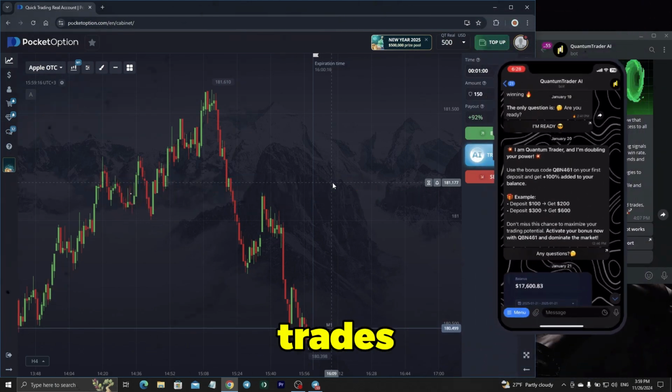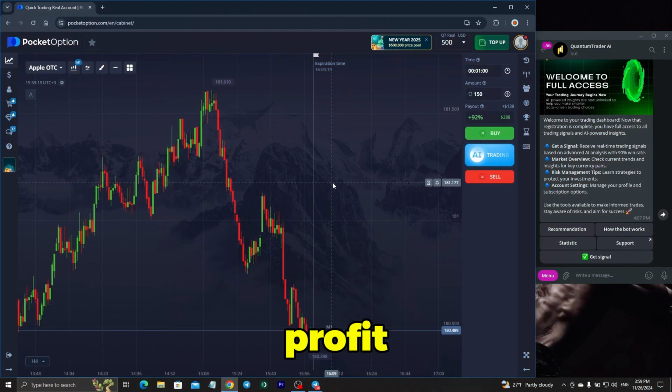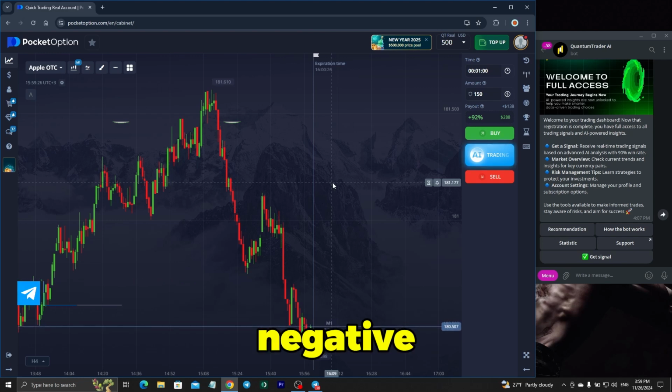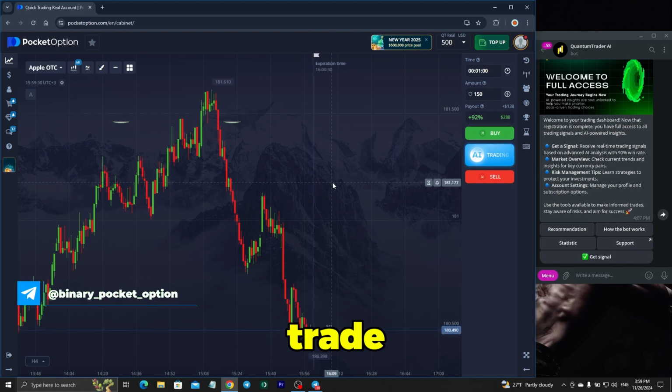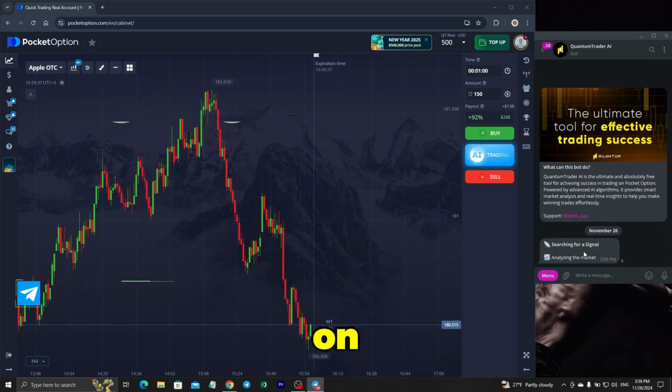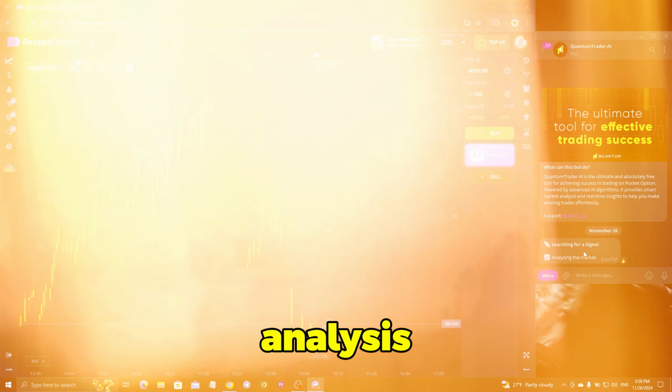And each of my trades is fixed with a certain profit. As a result of trading, there are always more positive signals than negative ones. So why not? We will continue to trade on this bot. Actually, let's start trading. In order to get a signal, we click on this button and wait for the market analysis.